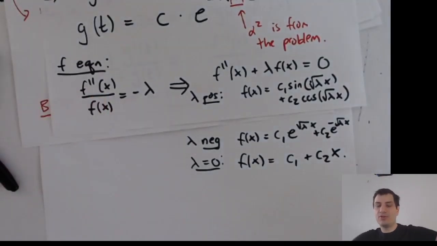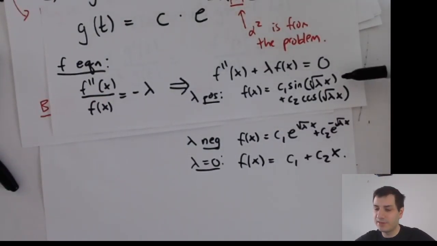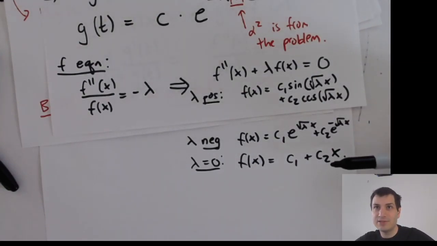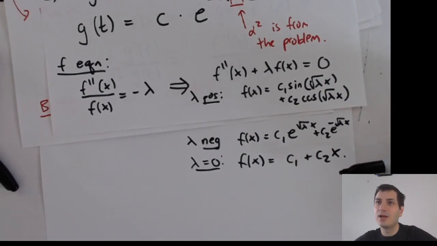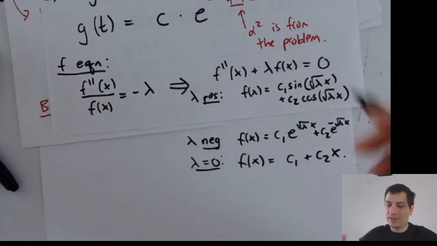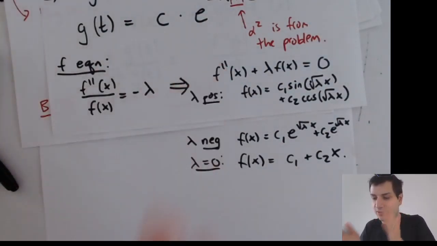Okay, so those are the three possibilities. If lambda is positive, you get sines and cosines. If lambda is negative, you get exponentials. And if lambda is 0, it's like the multiply by t rule, it's a multiply by x rule, you get c1 plus c2x. Okay, that is the F equation. That's the general solution for the F equation.